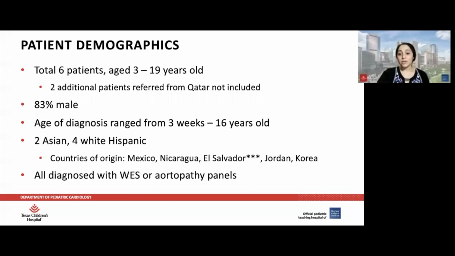6 patients aged 3 to 19 years old met the inclusion criteria for this project. We did have an additional 2 patients who were referred from Qatar to our institution, though they were never fully evaluated at Texas Children's Hospital. 5 of our 6 patients are male, and the age of diagnosis ranged from 3 weeks to 16 years. Ethnically, we do have 2 of Asian descent and 4 of white Hispanic descent. And our patients' countries of origin included Mexico, Nicaragua, El Salvador, Jordan, and Korea. The patient from El Salvador is suspected to be from El Salvador, but otherwise those are the different regions where we've noticed our patients are from. And all of our patients were diagnosed with either whole exome sequencing or aortopathy panels.